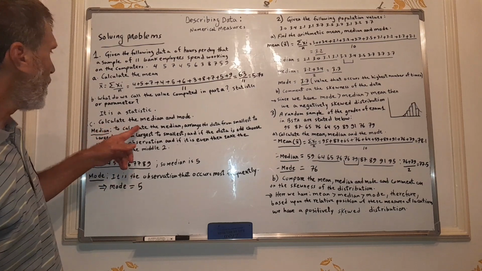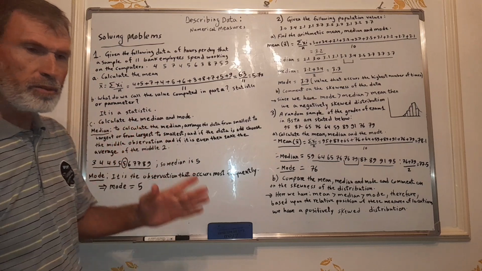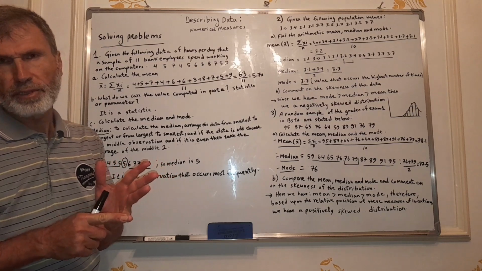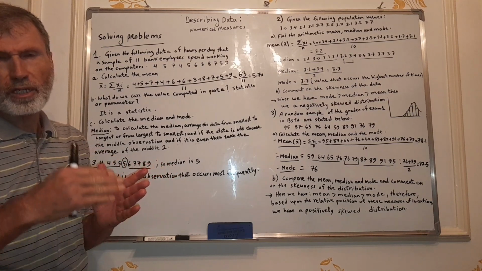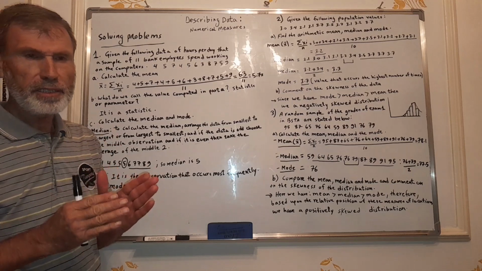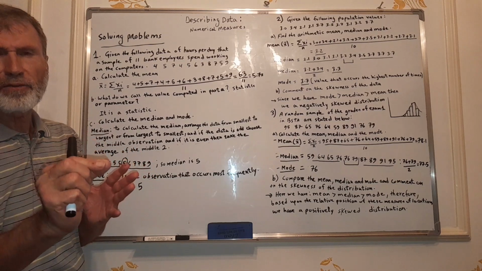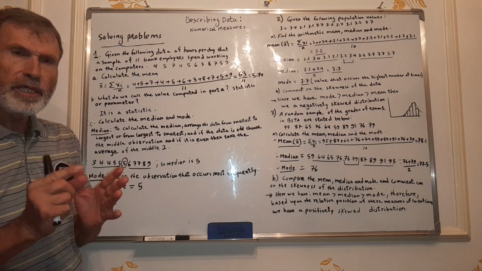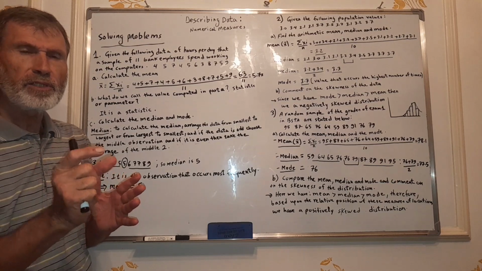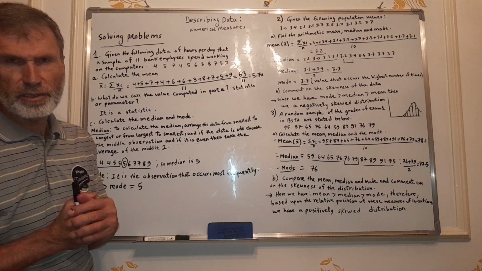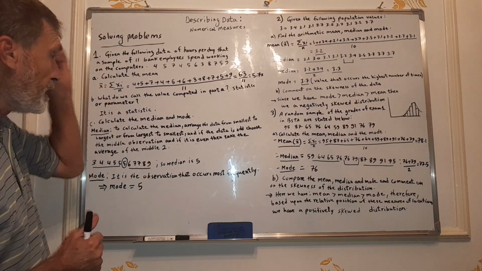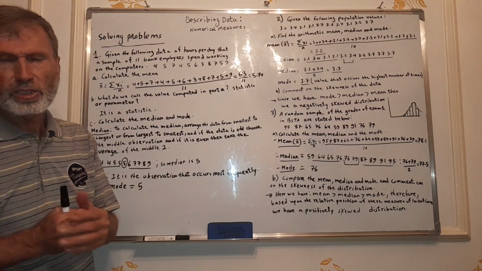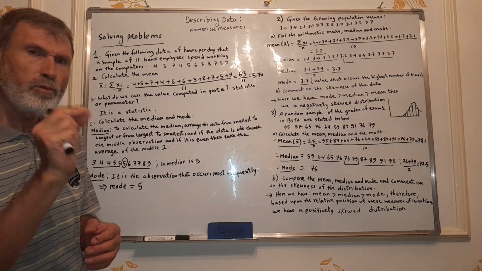Now, calculate the median and the mode. You remember the median. To calculate the median, first of all, you have to arrange the data from smallest to largest, or from largest to smallest. And then if the data is odd, you take the middle value in that arrangement. And if it is even, then you take the middle two and get the average of these two values. Now here we have 11 observations. Therefore, we have an odd number of values, so we take the middle one.